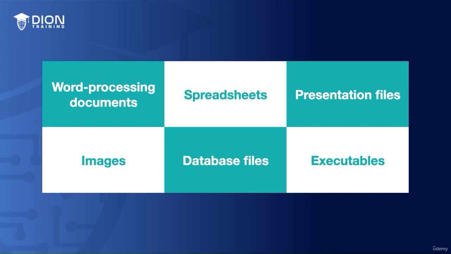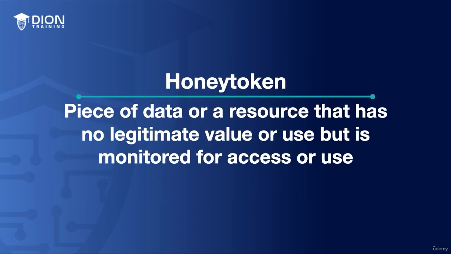These honey files are typically embedded with unique identifiers or watermarks to help track the file if it is stolen or copied, and are usually placed under loose or less strict defenses than files that contain actual sensitive data might have. Fourth and finally, we have honey tokens.